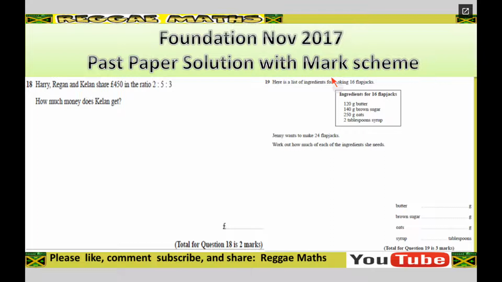Harry, Reagan, and Keelan share 450 pounds in the ratio 2 to 5 to 3. So step 1, add the ratio. So 2 plus 5 plus 3 is 10.